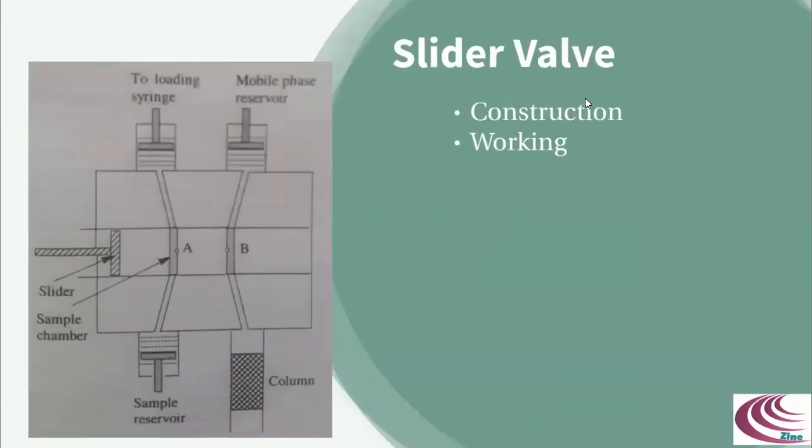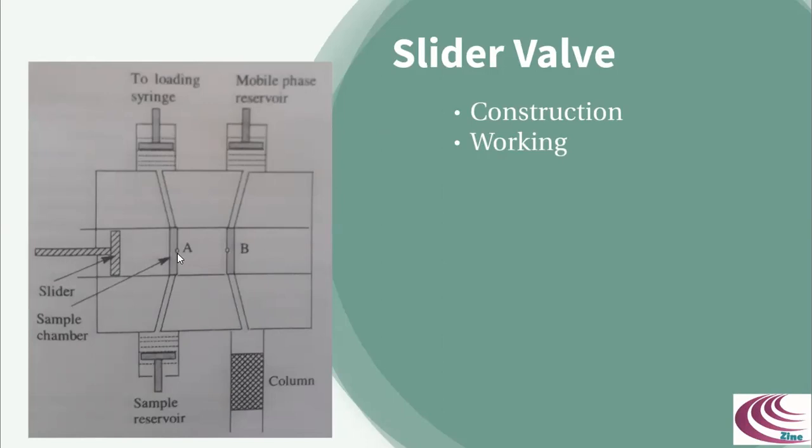In slider valve, as you are observing in figure, a slider valve consists of two vertical chambers, that is A and B, enclosed in a container. The chamber A for the sample solution is connected on one side to the sample reservoir and on the other side to the pump, which draws sample solution into the sample chamber A.